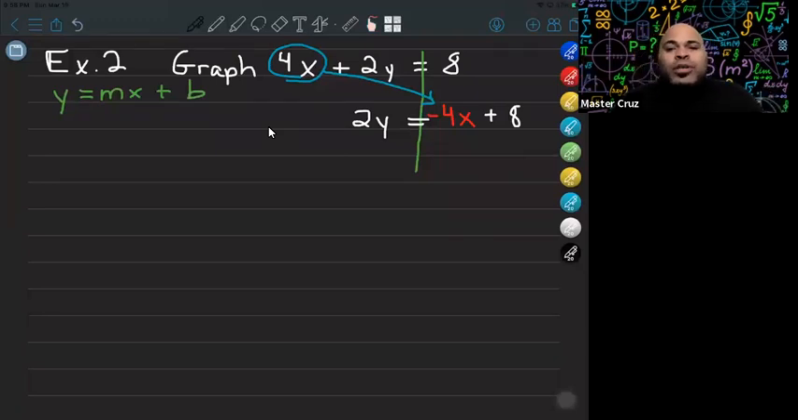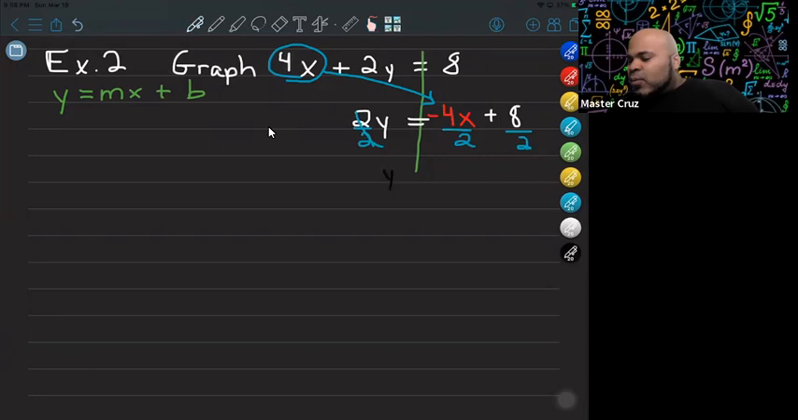Well, I'm almost done, but I'm not done because y is not by itself. It's being multiplied by 2. So the inverse operation of multiplying by 2 will be to divide by 2. Now I have to divide every single term by 2. And when I do that, I'm going to get y equals negative 2x plus 4, because 4 divided by 2 is 2, and it's going to be negative, and 8 divided by 2 is 4.